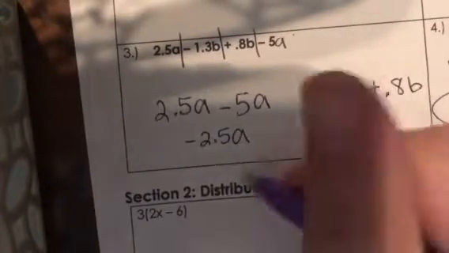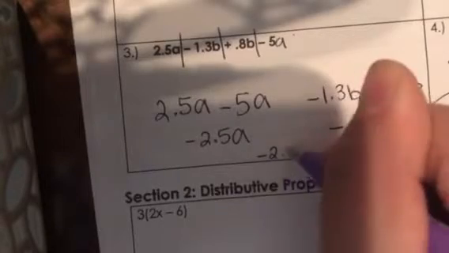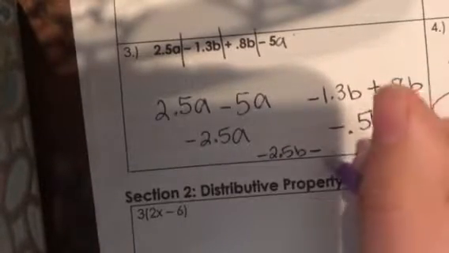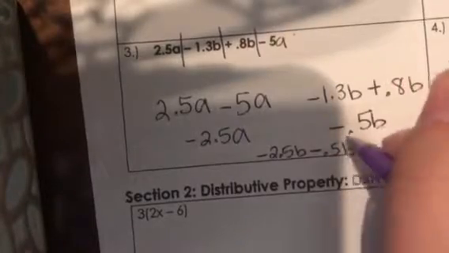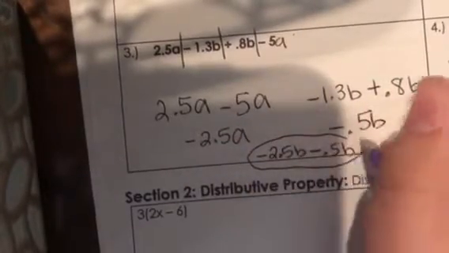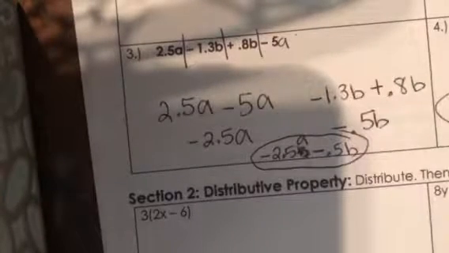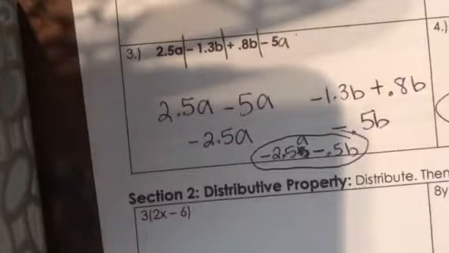So if I put this together, I have negative 2.5B minus 0.5B. Oops, guys, sorry. This one's supposed to be an A. There we go. Alright, so negative 2.5A minus 0.5B.